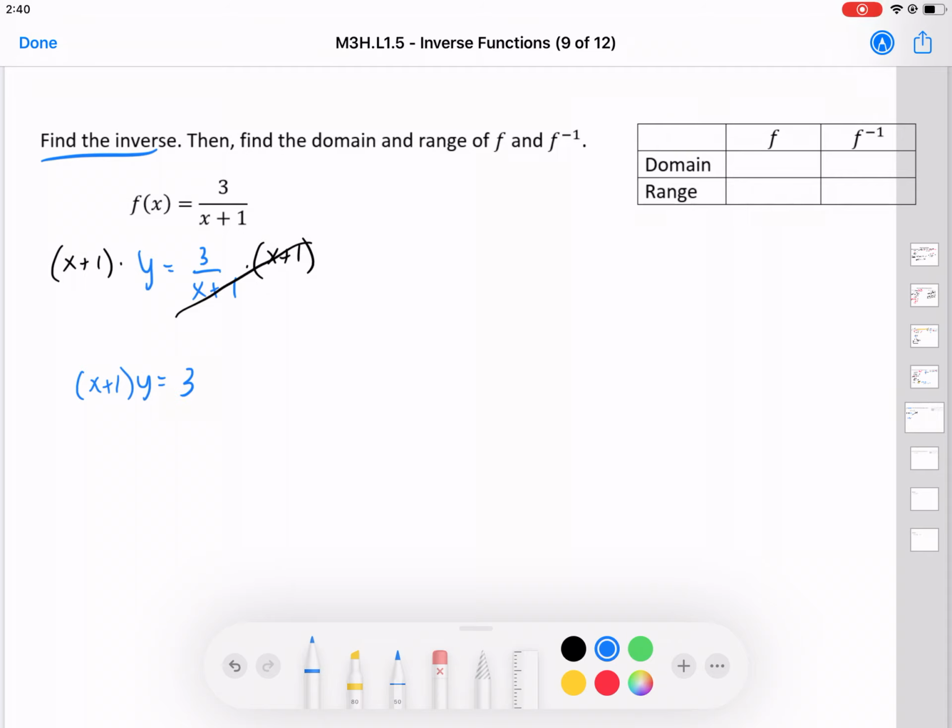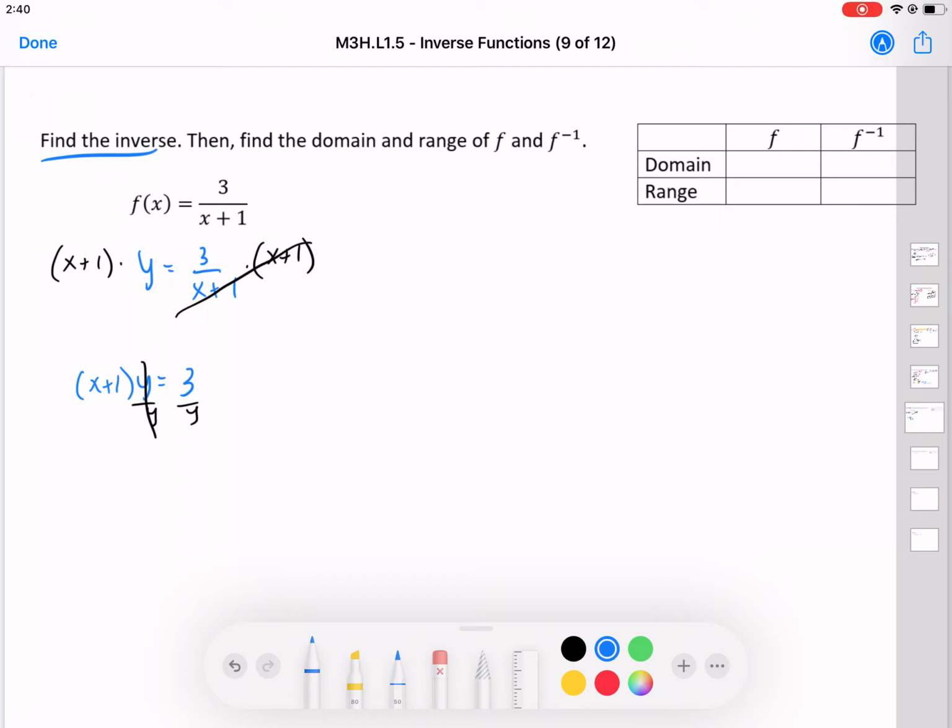You certainly could distribute, but remember my ultimate goal is to get x alone. And if I distribute, I'm going to have xy plus y. So you can do it this way. Whatever you want to do, just get x alone. My method of getting x alone is just go ahead and divide.